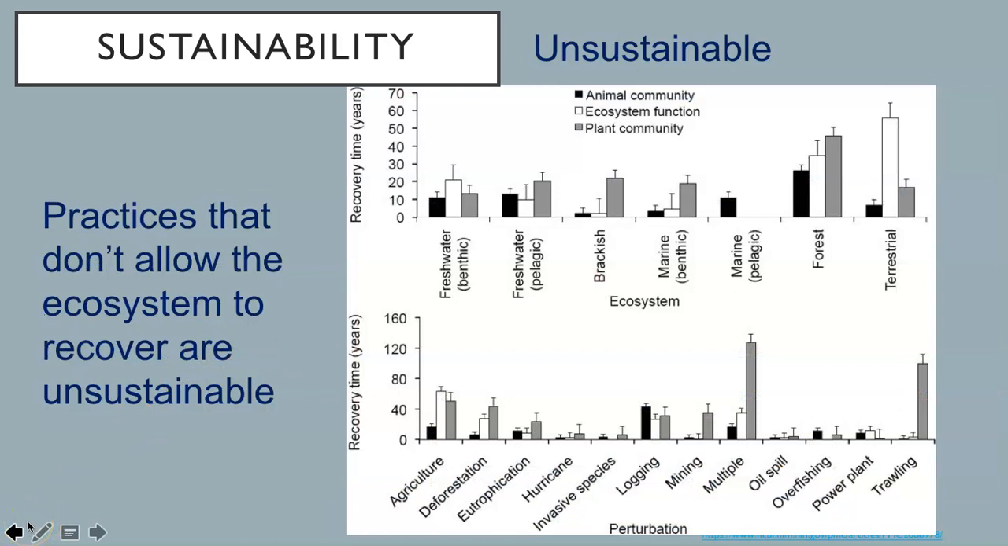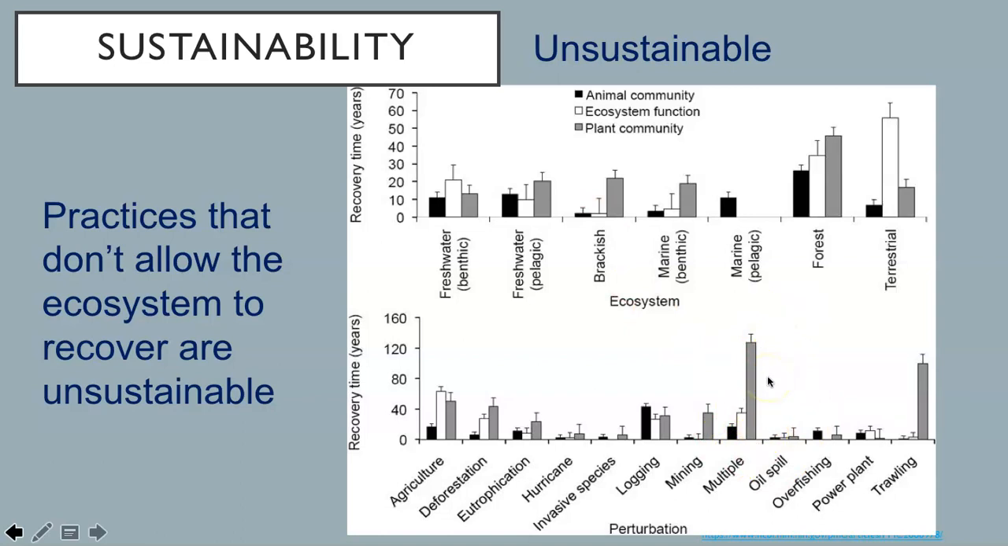Stop the movie and study this graph. What is it telling you about sustainability? Generally speaking, according to this graph, it takes plant communities, illustrated in the dark gray, longer to recover than animal communities in black, or overall ecosystem function in white. Regardless of the ecosystem, this holds true. And it's most disruptive if there are multiple practices damaging the ecosystem.